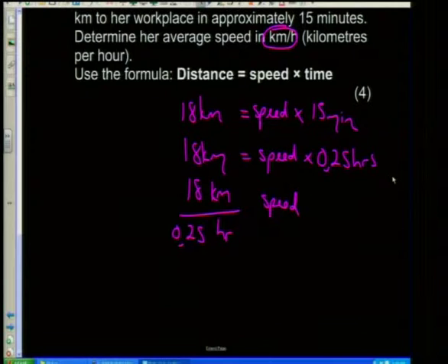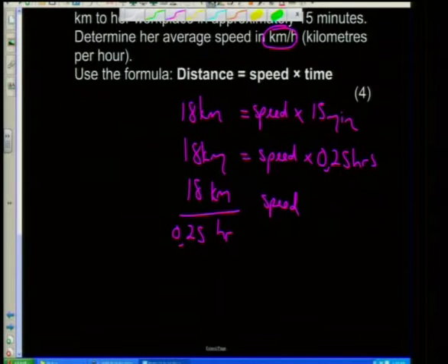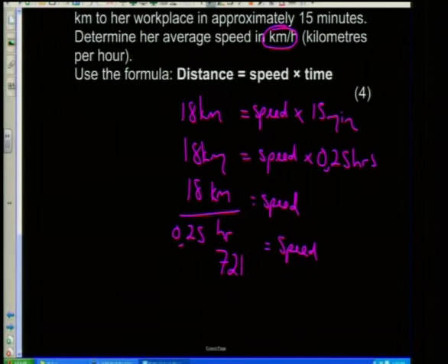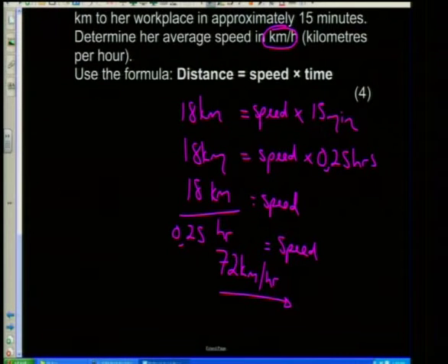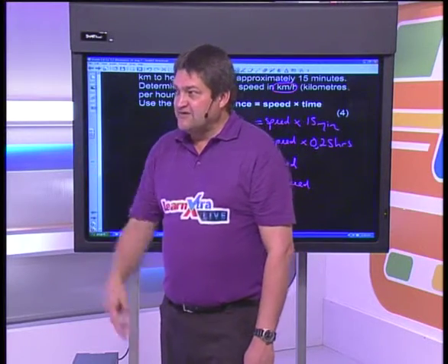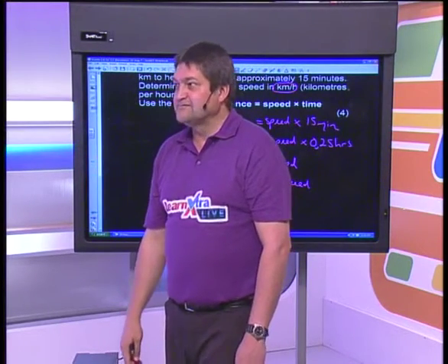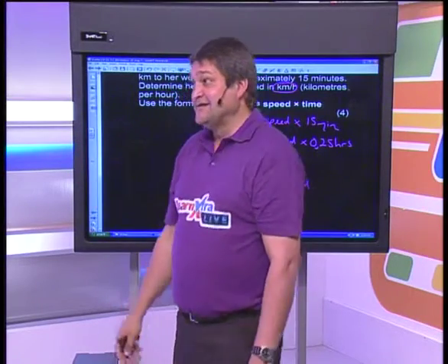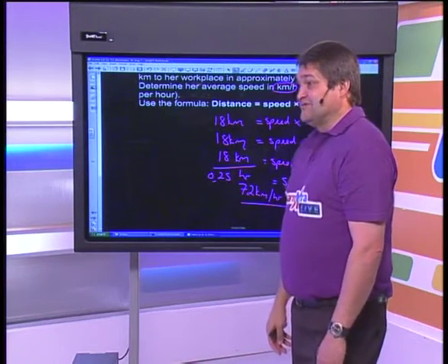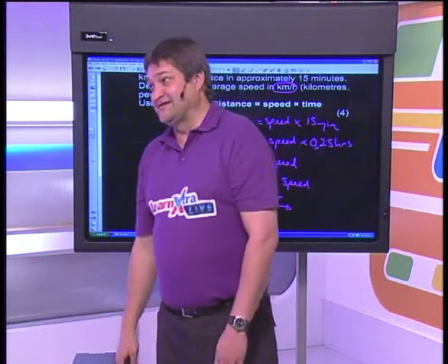72. So my speed is 72 what? 72 kilometers per hour. That's her average speed. Hopefully she was not driving in a 60 zone, because she was averaging 72 kilometers an hour. Well, that's not too bad. You obviously get a lot of fines, or your dad gets a lot of fines.